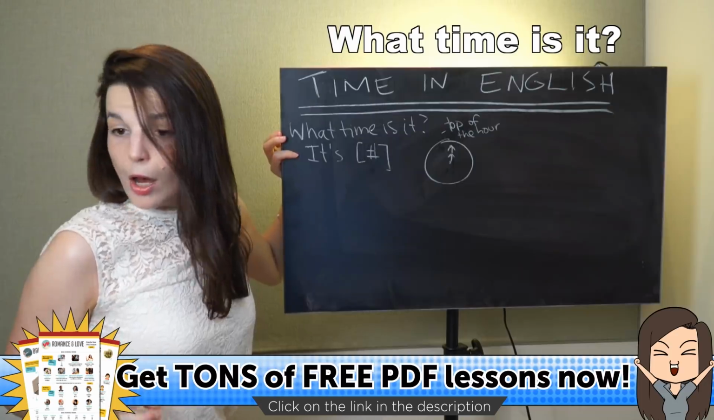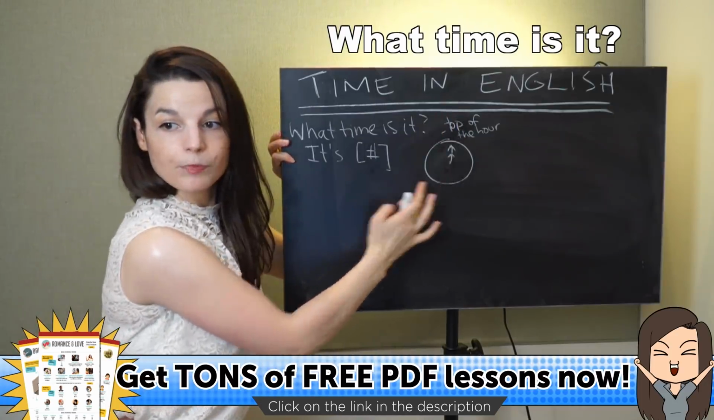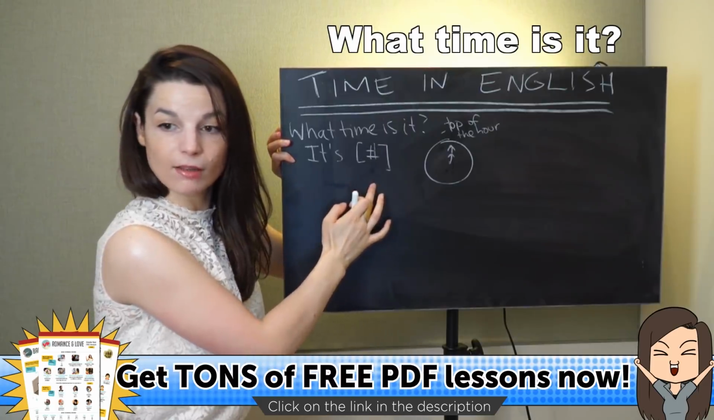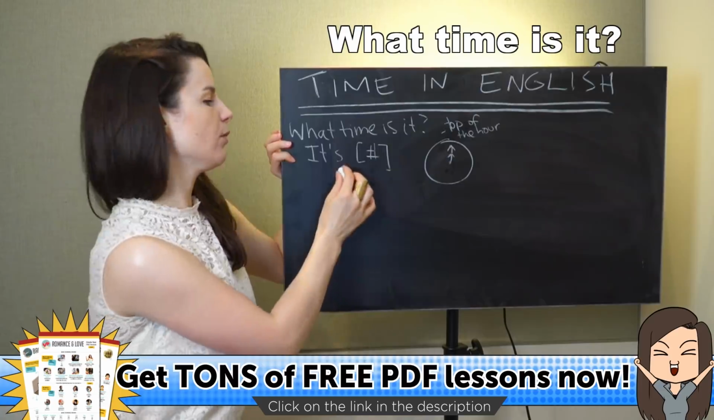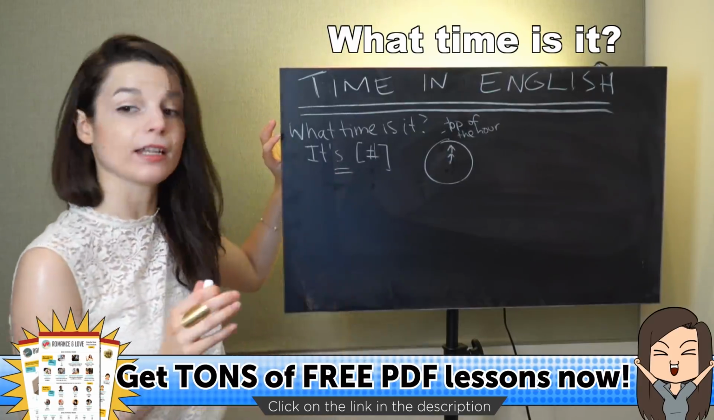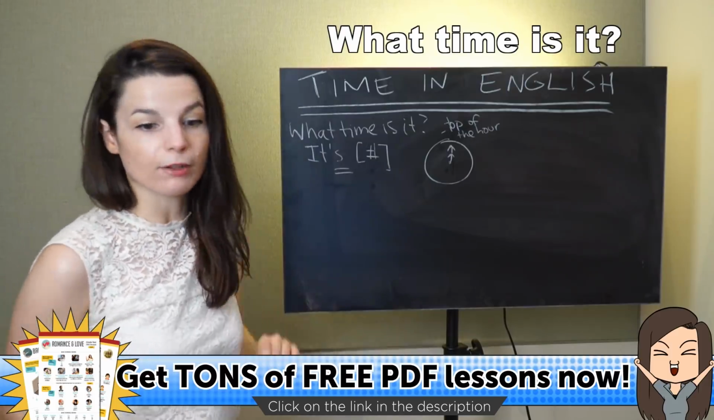But when it's the top of the hour, when it's exactly at this point on the clock, you can use this basic one. It's 2, it's 11, it's 12. So don't forget to pronounce this S clearly. It's, not it, but it's. So it's 2, it's 12.